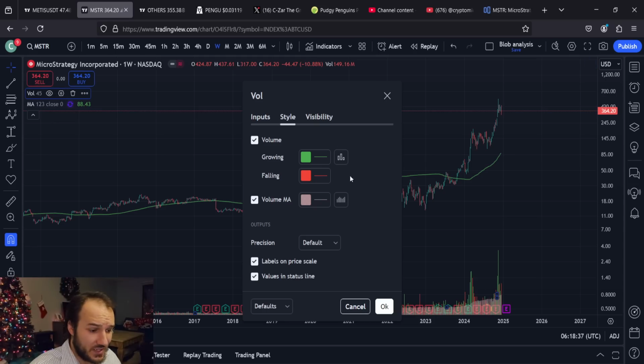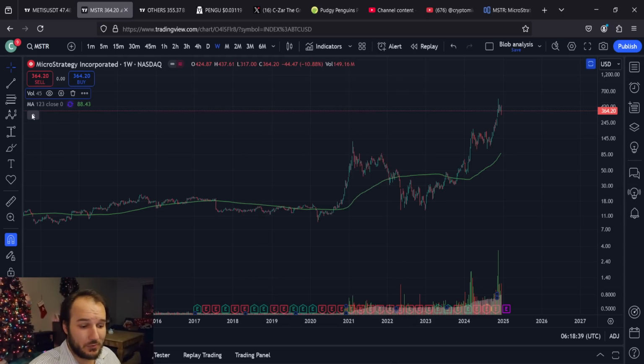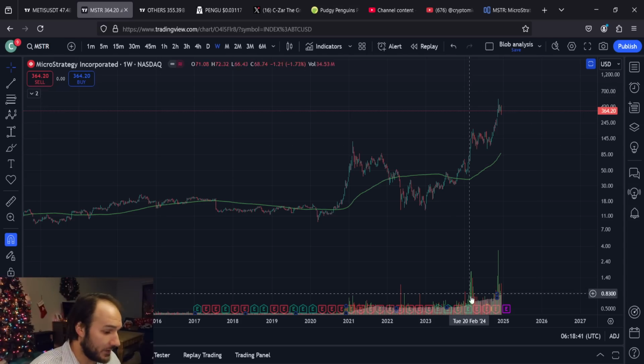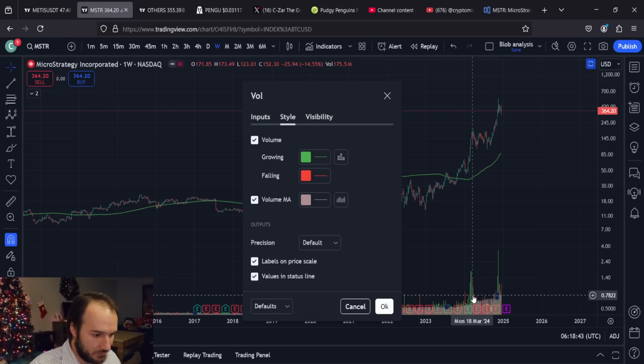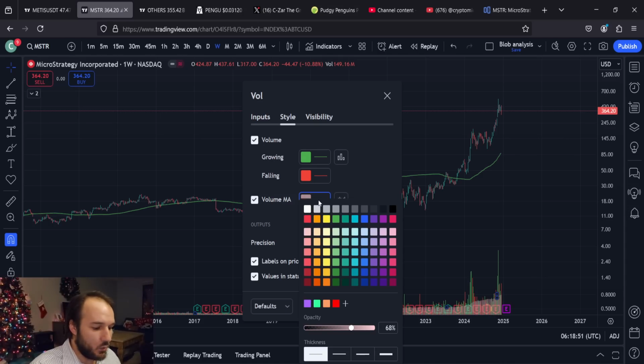You can click on the settings here, or do what most people do who don't care to do all that. You just double click the volume. You double click it, it brings it up here. Okay, volume MA. You see I'm clicking it, the histogram's going away there. Volume MA. It's that simple. That's it. You just click that, make it whatever color you want.